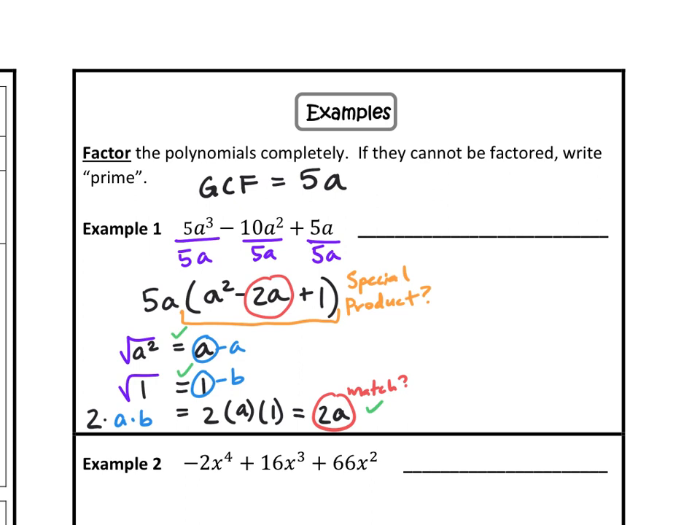So we're going to set up 2 parentheses. And if I have a minus plus situation, remember that it should give us a minus b, a minus b. So if I replace the a and the b that I have here, it's going to be a minus 1, a minus 1.